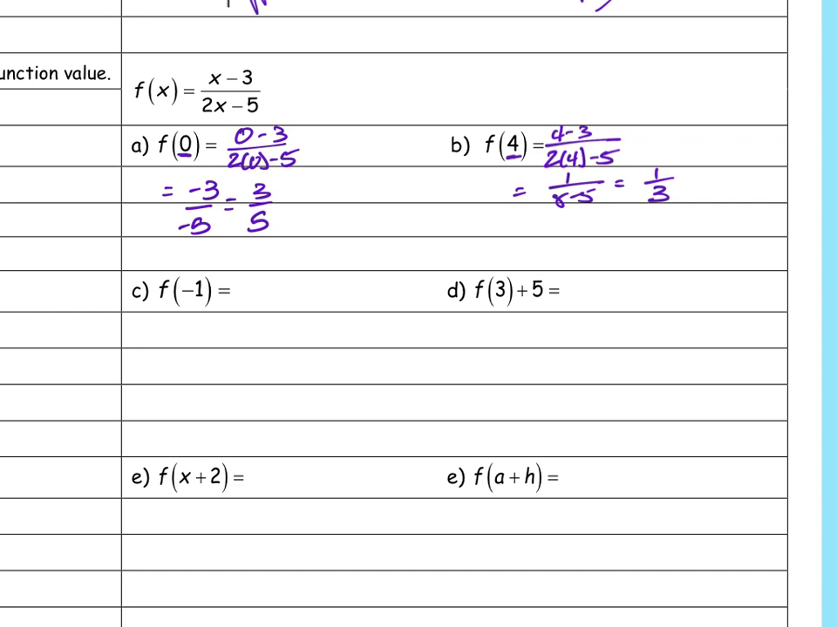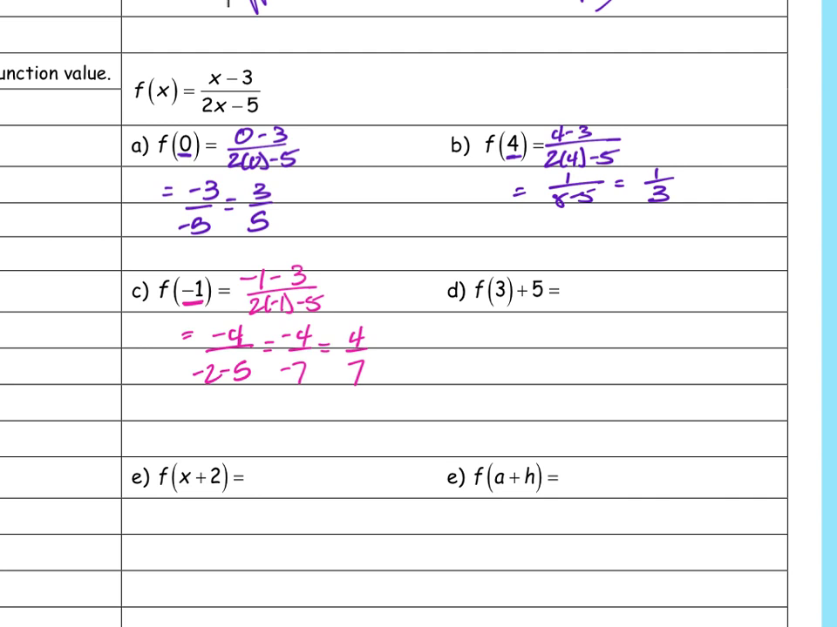Okay. Then for the next one, I'm going to put in -1. Make sure if you have questions, you ask, okay? I know you've been doing this for a couple years now, so you should be able to do this one. So it's -1 minus 3 all over 2 times -1 minus 5. So that gives me -4 over -2 minus 5, which is -4 over -7, or 4/7.